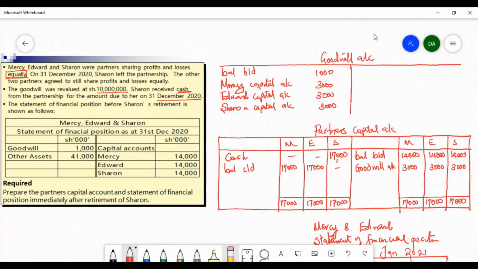Because goodwill is maintained in the books of accounts, we shall also have the balance carried down for goodwill, which is equal to 10 million. That is the 10 million that was revalued here. Remember in the question we were told that goodwill was revalued at 10 million, and you can see that 10 million there.